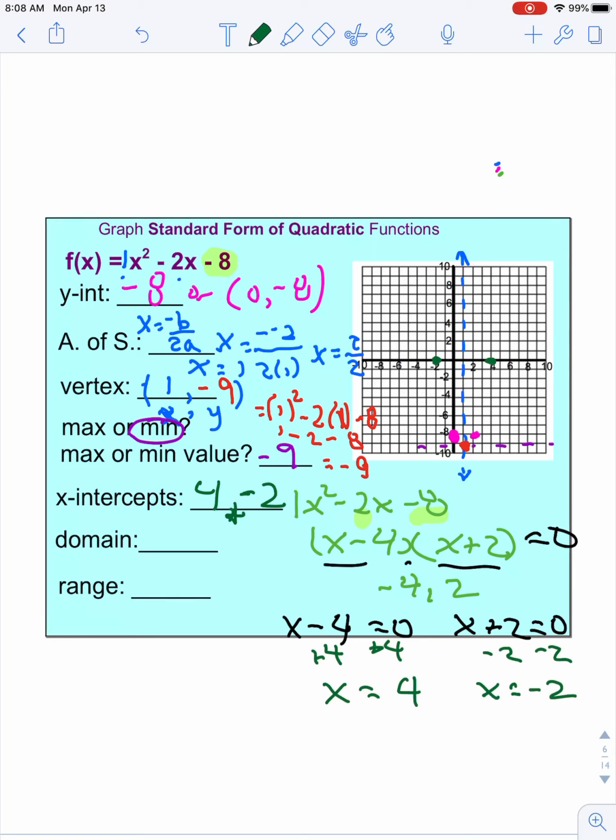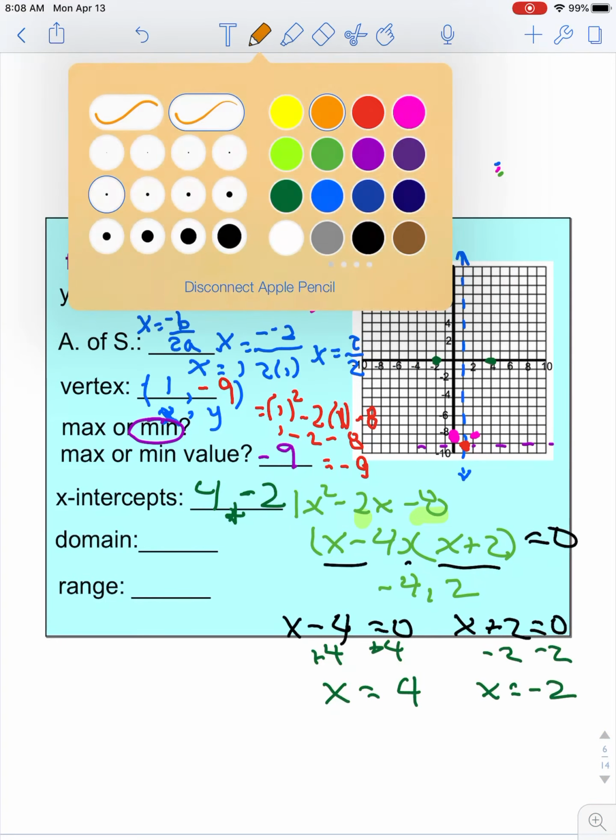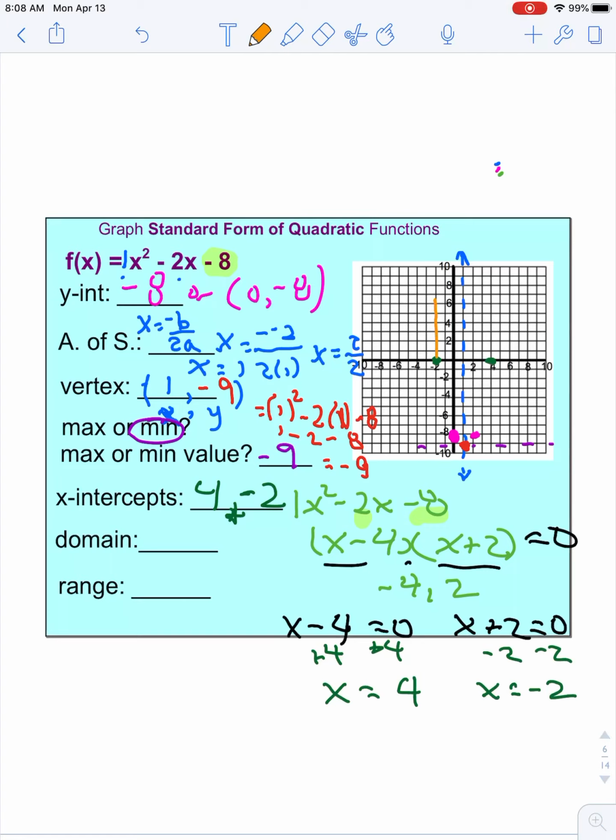So now I have my parabola. I can sketch my parabola right here. And I have my 5 points. And that's what I need to graph.